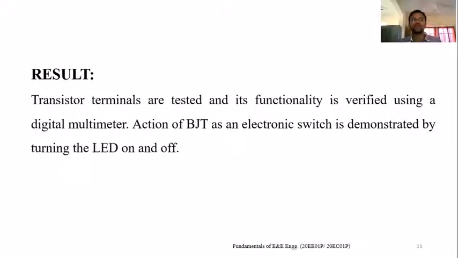So the first part of the experiment result is that functionality is verified, and the second part, the action of the BJT, bipolar junction transistor, as an electronic switch, can be demonstrated, which I'll be practically demonstrating next. Bipolar means holes and electrons together constitute a current in the transistor, hence the name.